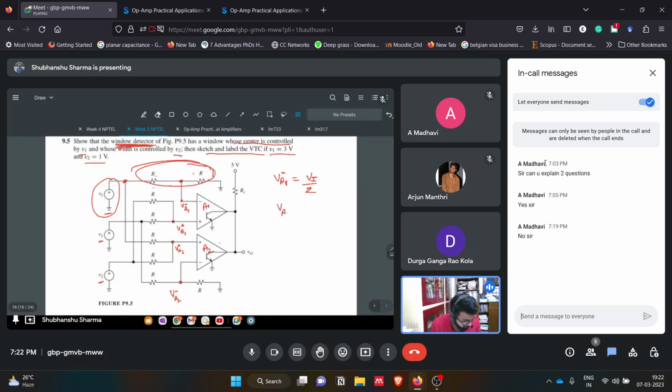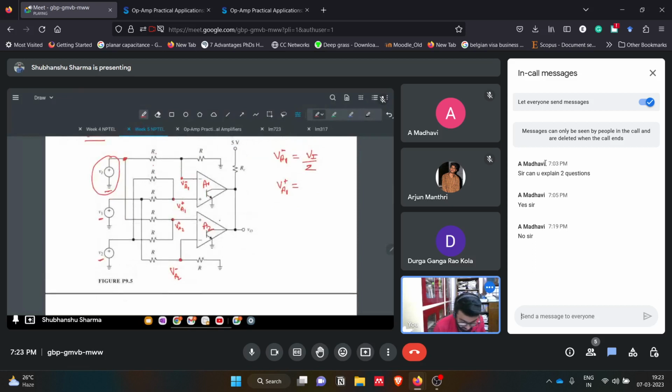Similarly, what will be Va1 plus? So I will just remove this for easy understanding. Yeah. So what will be Va1 plus? Here I will separately draw the circuit for this Va1 plus. So this is op amp plus, this is minus. I'm talking about the A1 op amp. So this is this terminal.